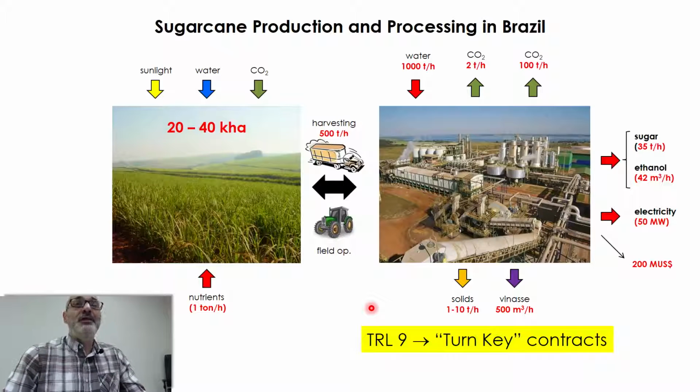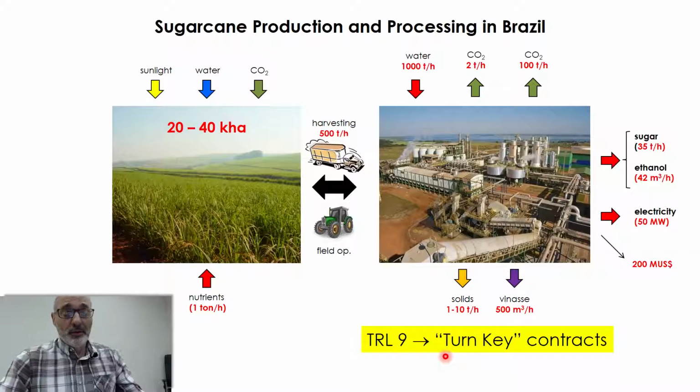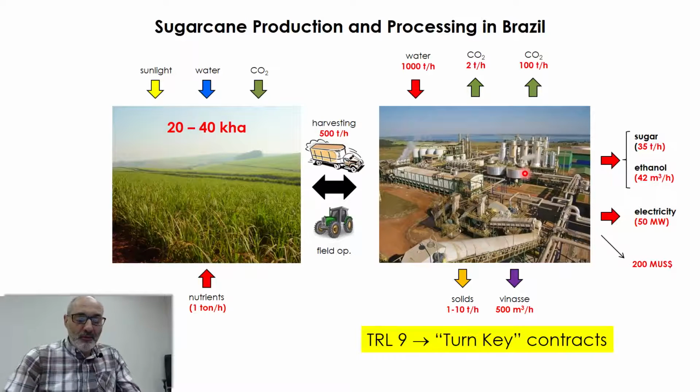Okay, and in 50 years of operation, the maturity level is already at 9, so you have the possibility of this type of contracts, as we say, turnkey contracts. So it's already a commodity. Okay, all this equipment is very well known. Even the price. So the price will cost around $200 million. Let's say 3 or 4 commercial jet airplanes. That's the cost of a sugar mill, an average sugar mill.